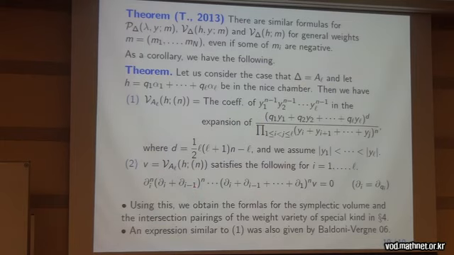And it turns out to become an ideal of the homology ring of MT. Anyway, using these, we obtain the formulas for the symplectic volume and the intersection pairings of the weight variety of a special kind in section 4. And finally, I mention that a formula similar to this expression of the volume function was also given by Brion-Vergne in 2006. Okay, that's what I wanted to talk about.